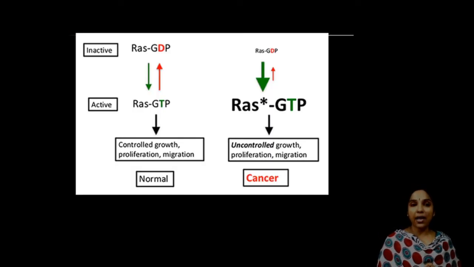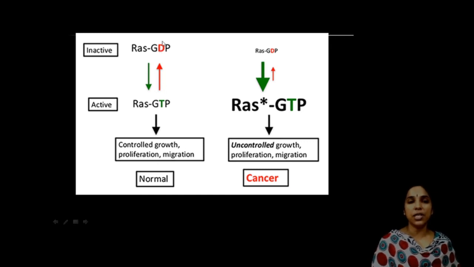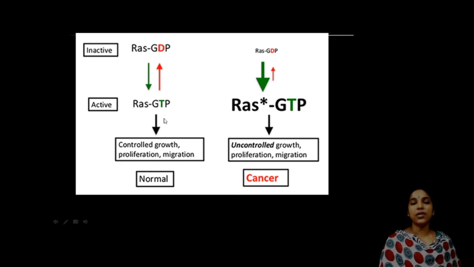See, RAS normally turning on means binding to GTP. That is inactive RAS-GDP. But RAS bound to GTP is active. In that condition, it controls growth, proliferation and migration. This is the normal case. Suddenly it becomes GDP when it gets a signal.